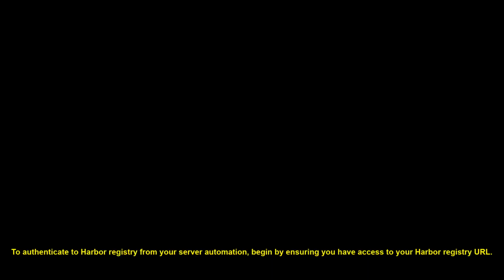To authenticate to Harbor Registry from your server automation, begin by ensuring you have access to your Harbor Registry URL. Open your terminal or command line interface on your server. Next, install the necessary CLI tool if it's not already installed. For example, you can use Docker CLI for container management. Once the CLI is installed, verify the installation by checking the version.